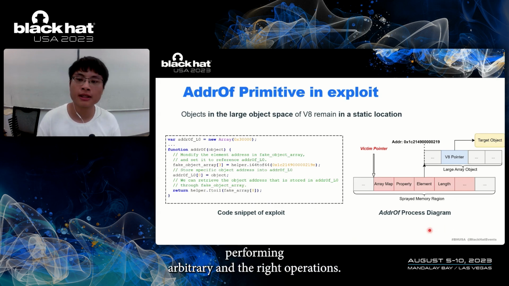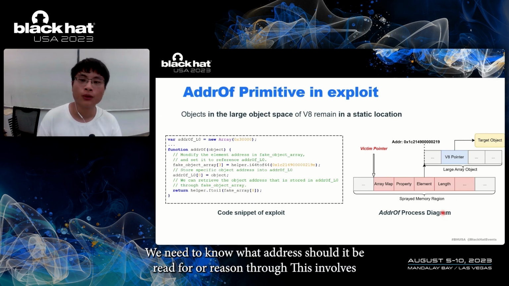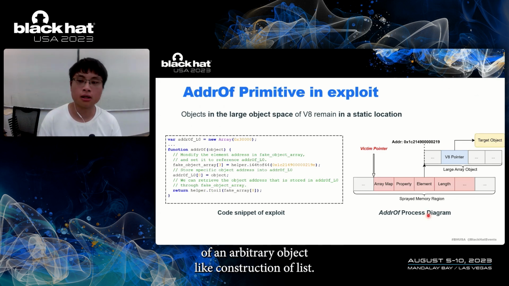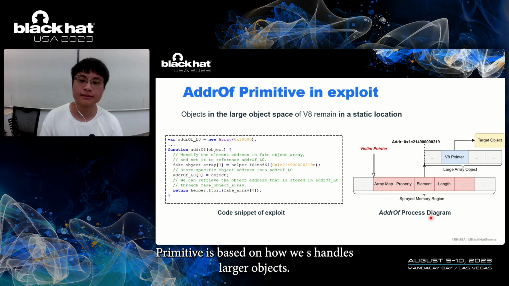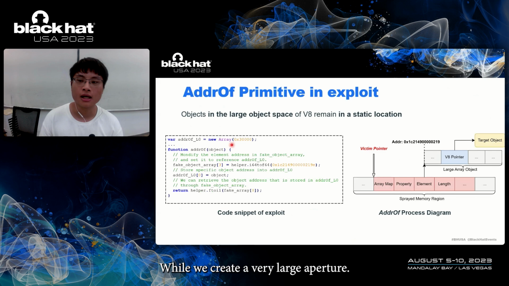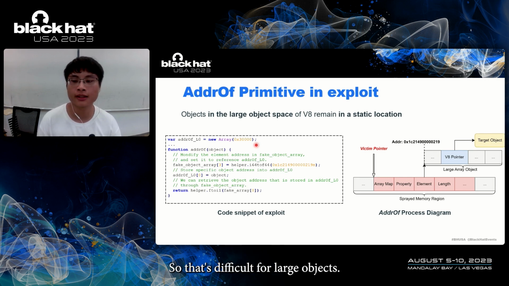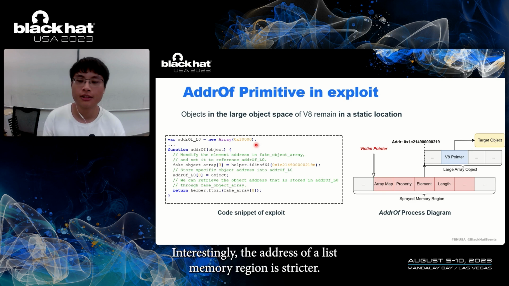Before performing arbitrary read and write operations, we need to know what address should be read from or written to. This involves the construction of the addrof primitive, which aims to leak the address of an arbitrary object. The construction of this primitive is based on how V8 handles larger objects. When we create a very large JS object, it is not stored in the generational memory, but in a dedicated memory region specifically for large objects. Interestingly, the address of this memory region is fixed.